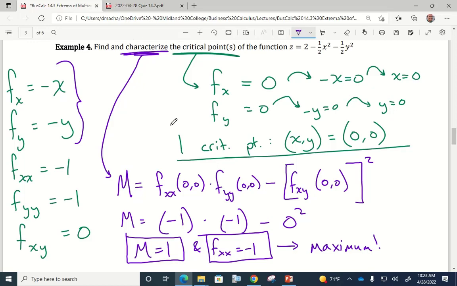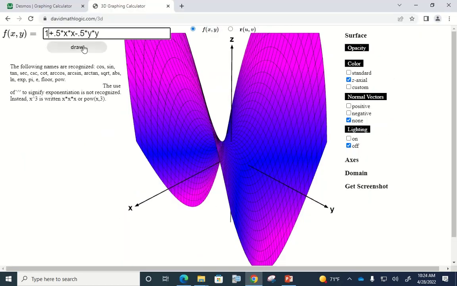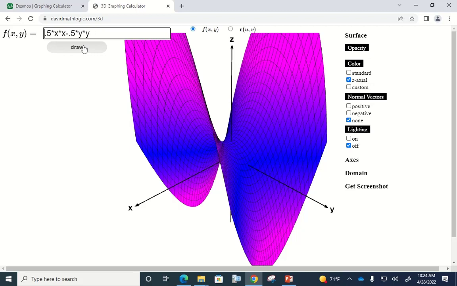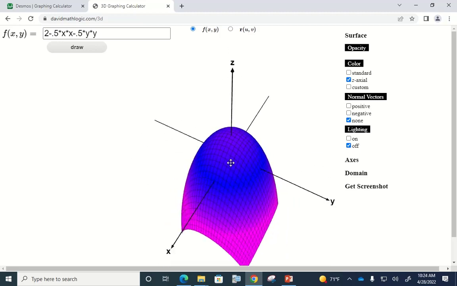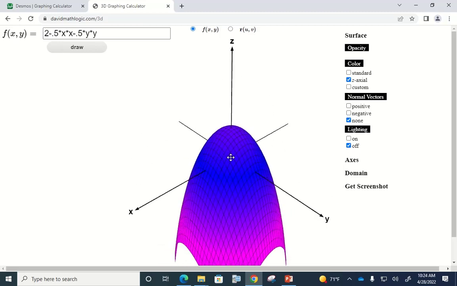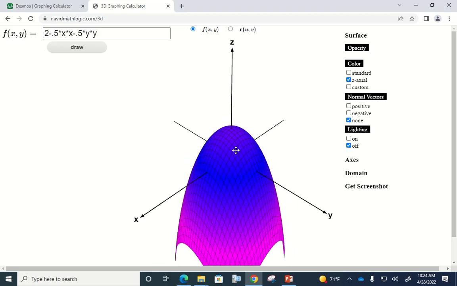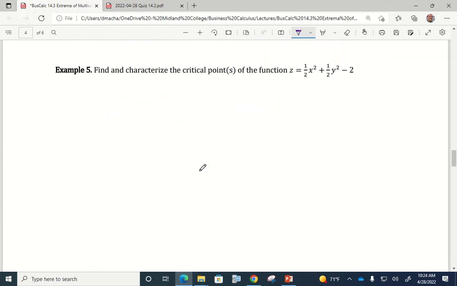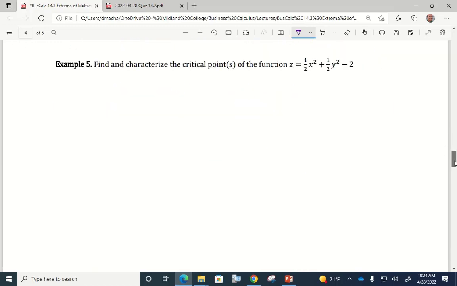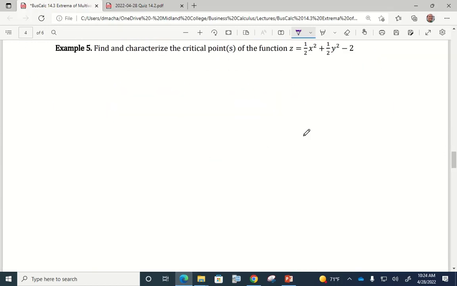Let's look at this really quick before we move on. So I've got 2 minus half x squared minus half y squared. So that's what my surface looks like. And sure enough, there's a maximum at the point 0, 0. All right, so example 5. Just make sure everything checks out.